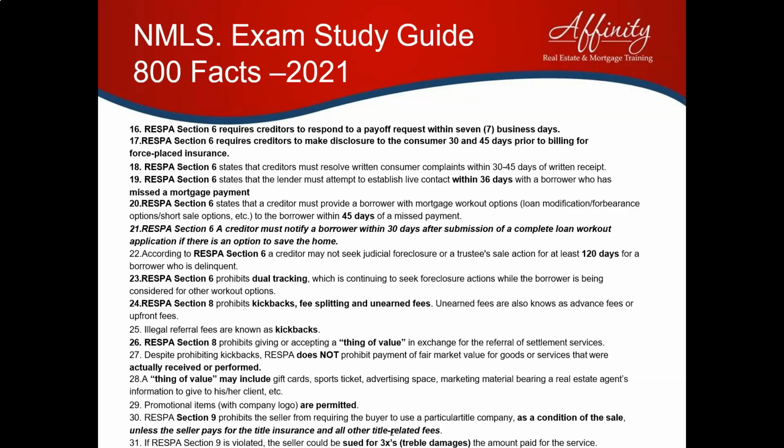According to RESPA Section 6, a creditor may not seek judicial foreclosure or a trustee sale action for at least 120 days for a borrower who is delinquent. RESPA Section 6 prohibits dual tracking, which is continuing to seek foreclosure actions while the borrower is being considered for other workout options. RESPA Section 8 now.